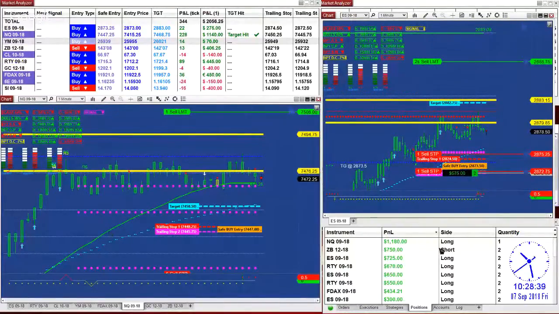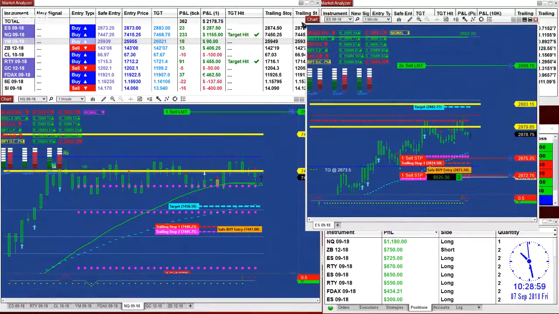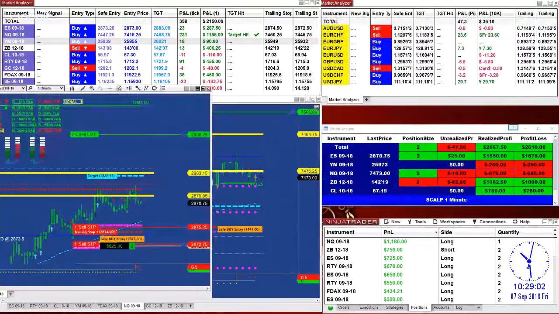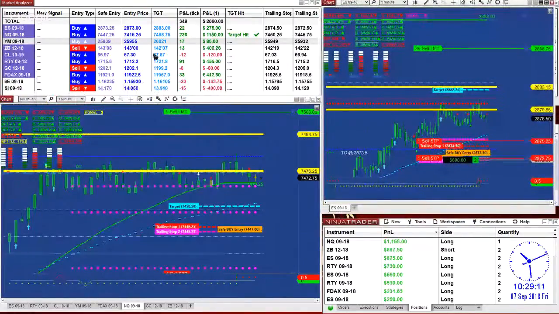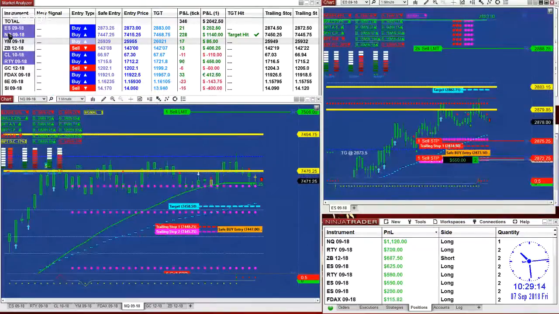You see how the NASDAQ is holding? The NASDAQ is holding this area with no problem. Now we are worried about the ES. Let's see what the scalper is doing. Okay. Oh boy. The ES is going down. Let's see.